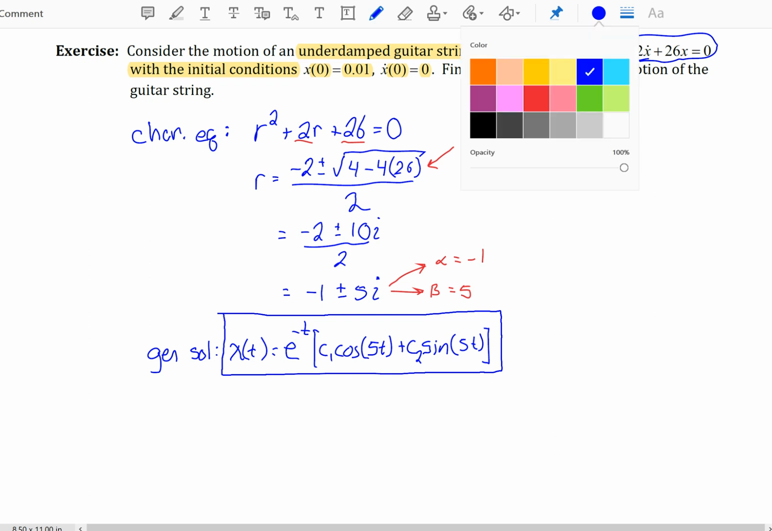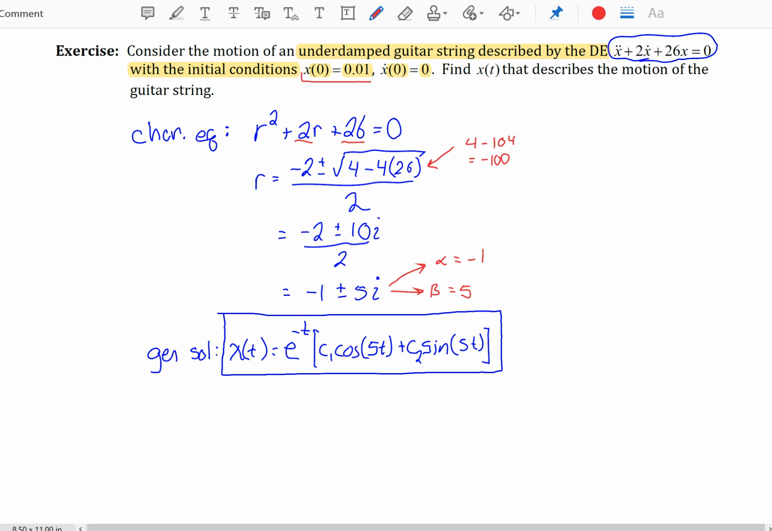But remember, we were given an IVP here. Our IVP gave us an initial condition on position and an initial condition on velocity. So let's go find our velocity function, x prime of t.